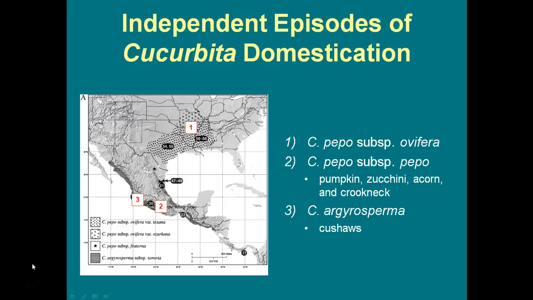So pumpkin, zucchini, acorn squash, the yellow summer crookneck squash, those are all Cucurbita pepo. As different as pumpkin and zucchini seem, they are the same species. There's a separate center of domestication in western Mexico of a different species of Cucurbita, and these are cushaws. And in the earlier slide of the squash, cushaws have a crook neck but a weird little knobby body.